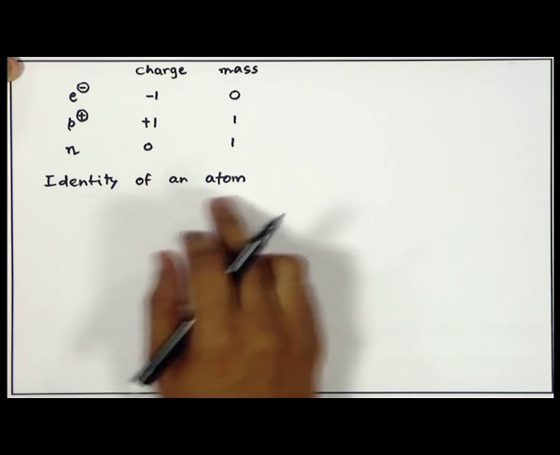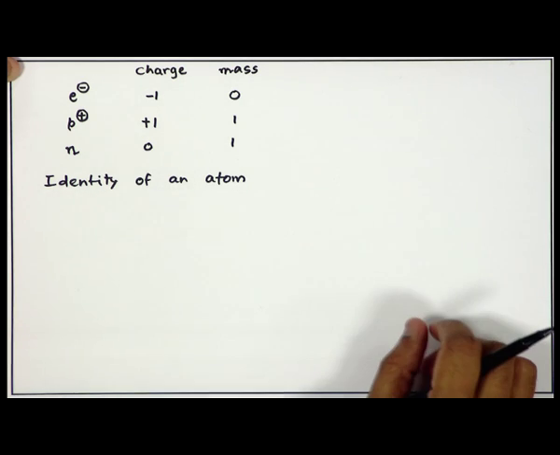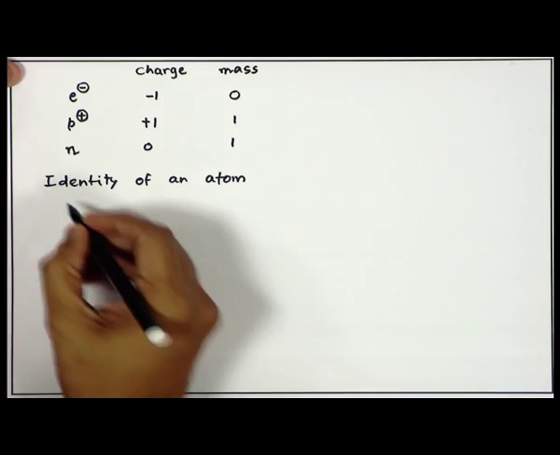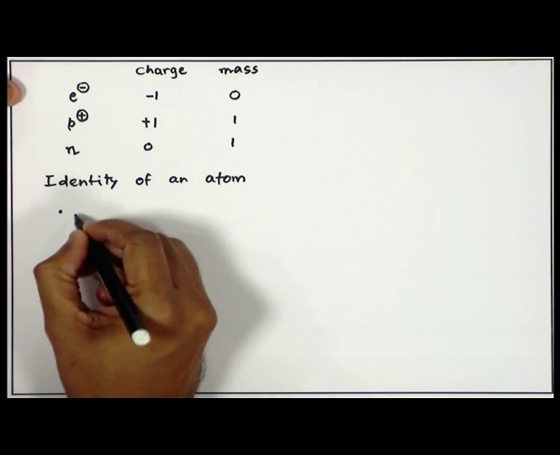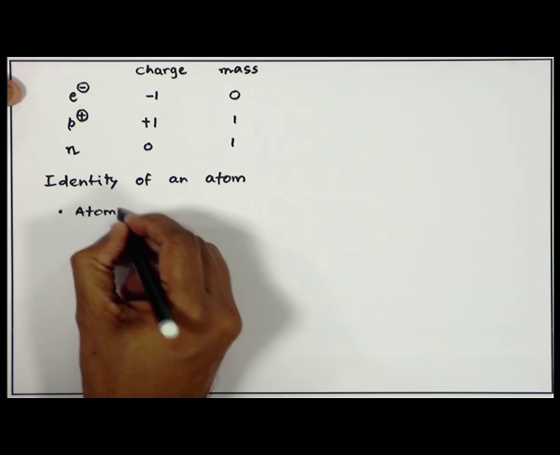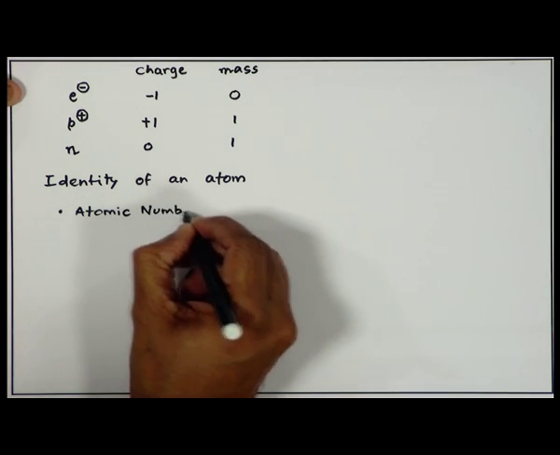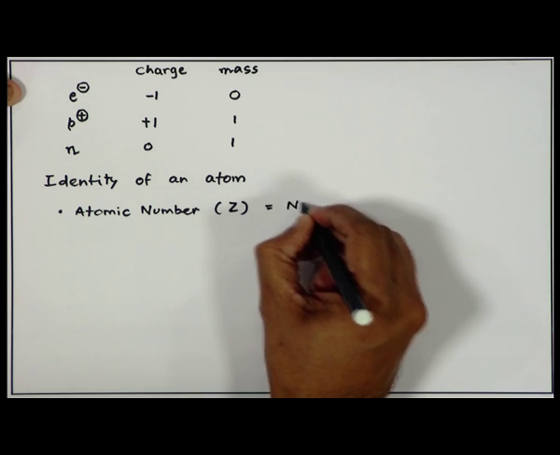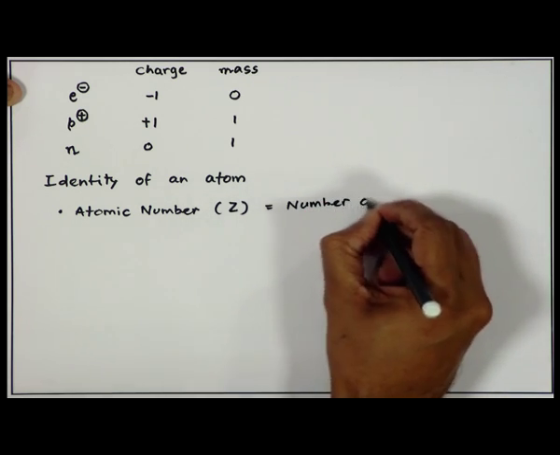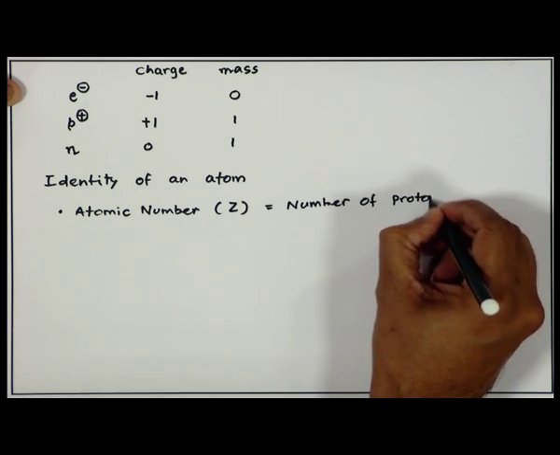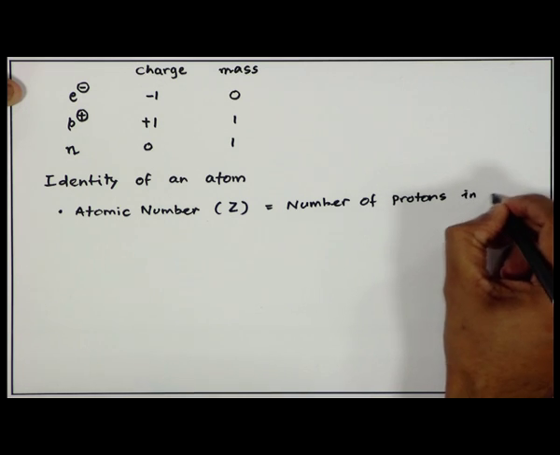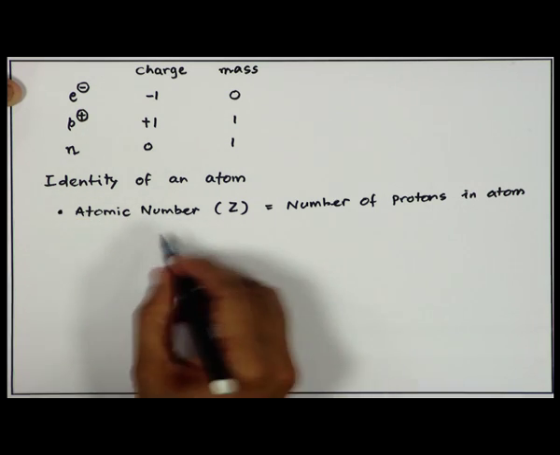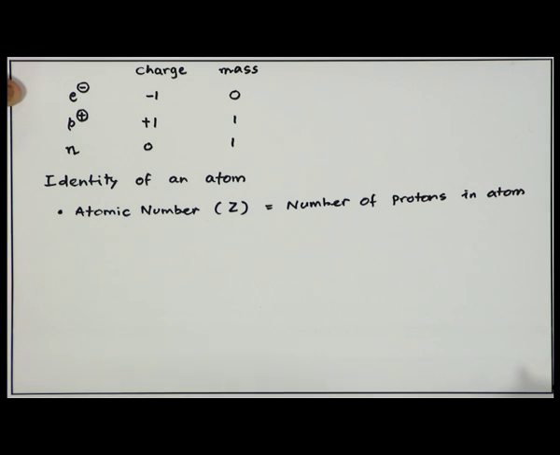Similarly, to identify an atom, or to establish the identity of an atom, we need some identity indices. The most important is what is called the atomic number. This is given as symbol Z. This is nothing but the number of protons in the atom. All right. But atomic number alone is not sufficient to establish the identity of an atom.